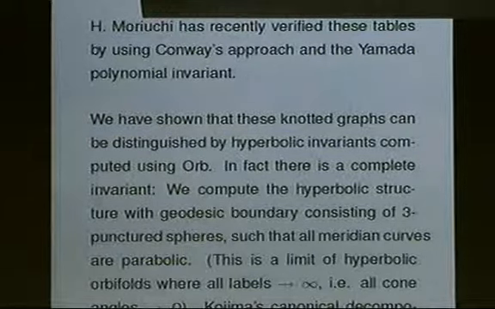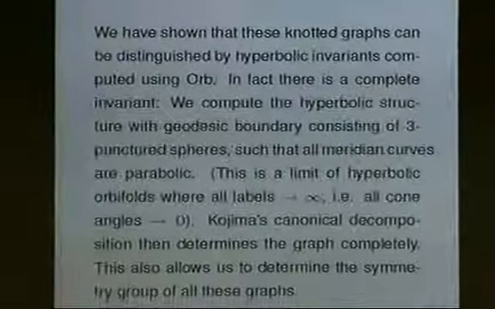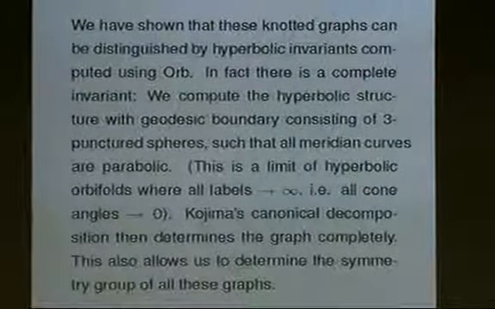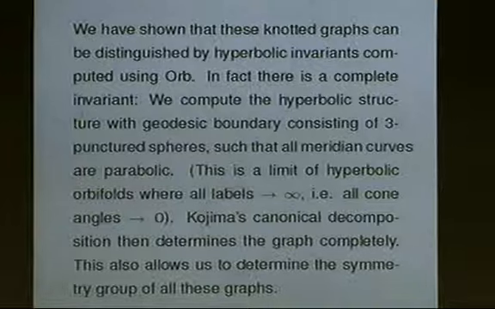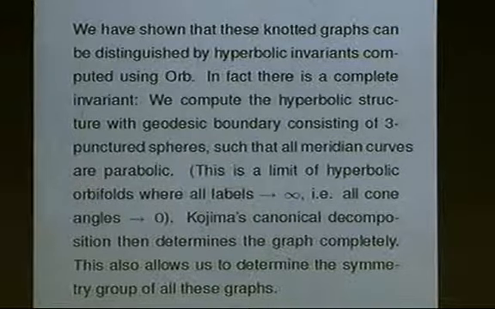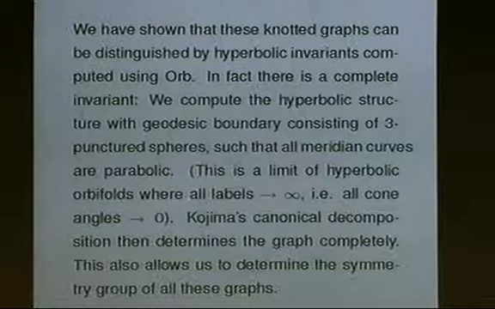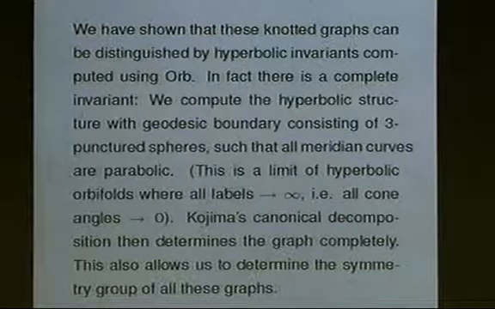So what should we take? The idea is to look for a hyperbolic structure with geodesic boundary made up of 3 punctured spheres, so that the meridian curves on these spheres are all parabolic. You can think of this as kind of a limiting case of orbifolds, where you take all the labels on the edges going to infinity, and you let all the cone angles go to 0. So I'll show you an example of this in a moment, so that'll make this more concrete.